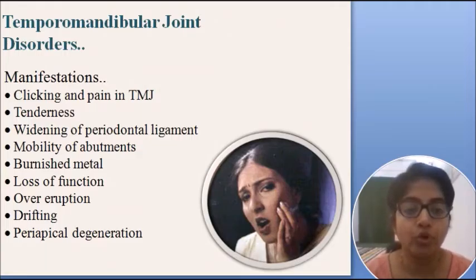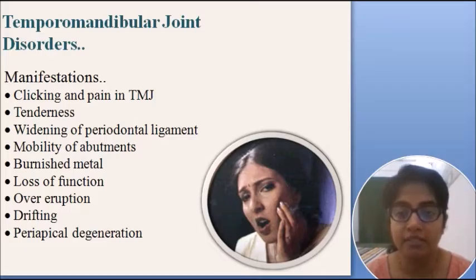Now coming to temporomandibular joint disorders, which may be caused by the fixed partial denture that we are giving. They can manifest in the form of clicking and pain in the temporomandibular joint after we deliver the fixed partial denture, tenderness, widening of the periodontal ligament, mobility of abutments, burnishing of the metal, loss of function, over eruption, drifting, periapical degeneration.